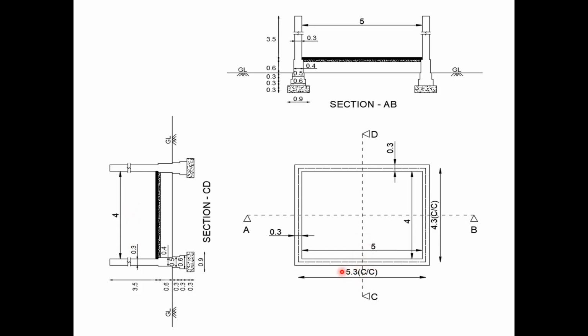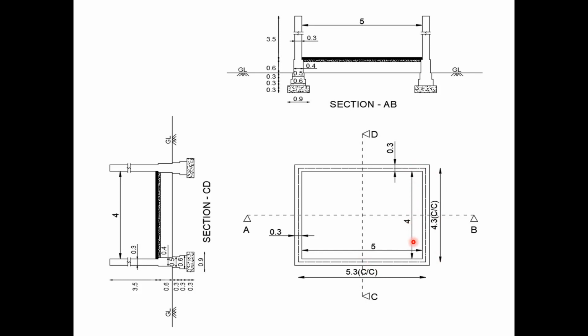Here in the figure, it is also mentioned the center to center distance between the walls. That is the center of this wall, which is 0.3 meter divided by 2, and the center of this wall, which is 0.3 meter, that is 30 centimeter thick wall, divided by 2. So 0.3 by 2 and 0.3 by 2 on either side: 5 plus 0.3 by 2 on left hand side, and 5 plus 0.3 by 2 on right hand side. That totally we will get as 5.3 meter center to center distance.